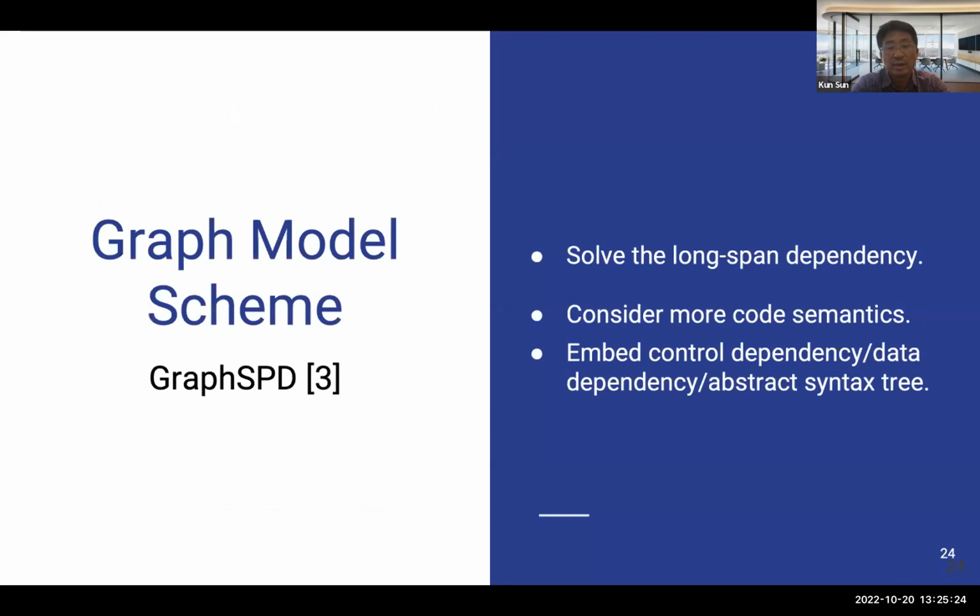So next, we build this graph-based scheme, which is based on the graph neural network. Compared to the previous work, we need to contain more long-span dependency, like the control dependency, data dependency, and also the abstract syntax tree. In other words, we contain more code semantics in our study, so as to improve the performance of our prediction model.